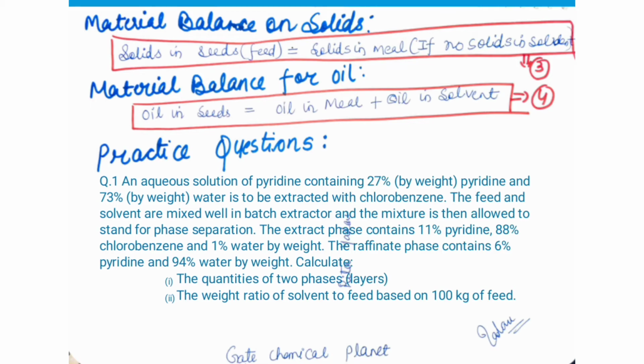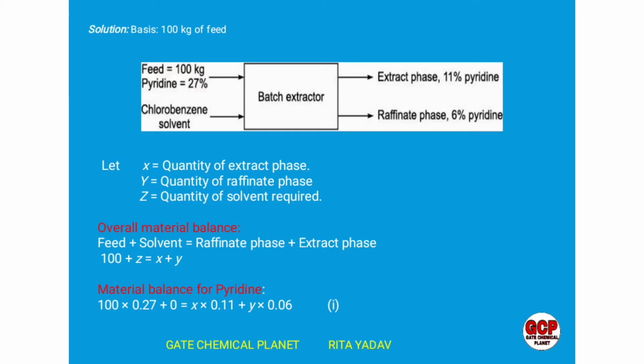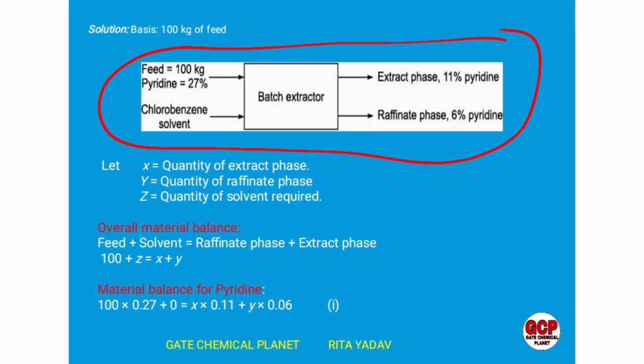So first we will draw the block diagram on the basis of the given information and write down what is given in the question. So here this is the batch extractor. This shows the block diagram of the batch extractor. First of all, it is important to take the basis also. So here the basis we are taking is 100 kilograms of feed.